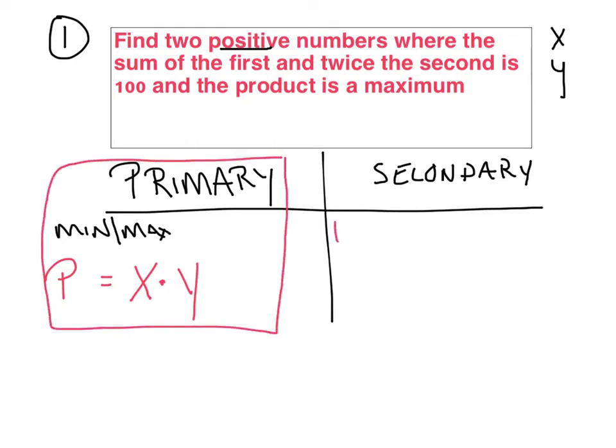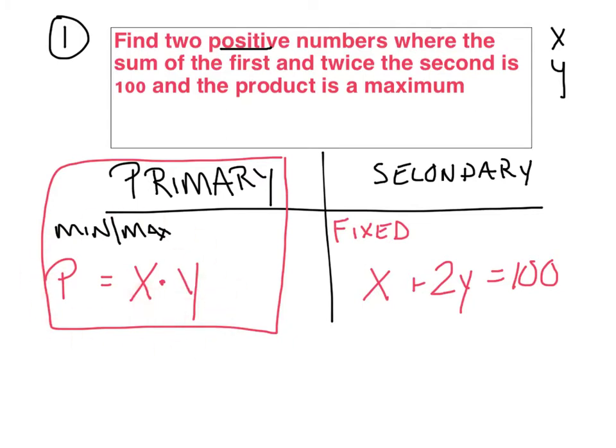Now recall that your secondary should be something that is fixed in the problem. Well, they're telling us that the sum of the first plus twice the second is a fixed 100. I can't change that. So that's going to be my secondary equation, x plus 2y equals 100. Now the goal was to write my primary equation in terms of one variable. Currently it has two, an x and a y, and I only want one.